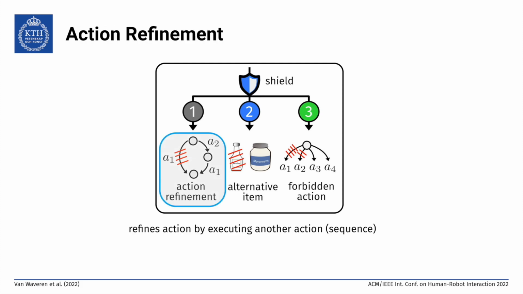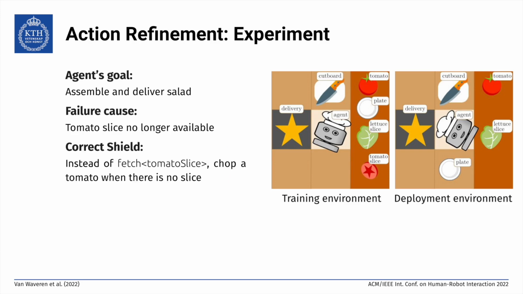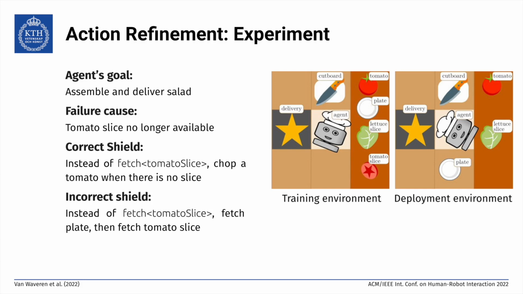Action refinement refines a failed action by executing another action or sequence of actions instead. The agent has been trained to assemble and deliver a salad. However, after deployment, a tomato slice is no longer available. We apply a correct shield that refines the action of fetching a tomato slice with fetching a whole tomato and cutting it into slices first. The incorrect shield refines the failed action by fetching a plate and then fetching a tomato slice again.